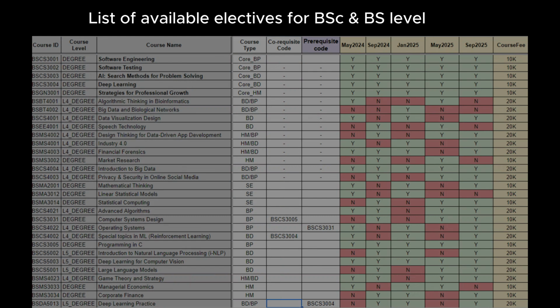And also, it is not mandatory to complete the requirements for your BSc and then only take up the subjects for your BS. No, it is just like how we did in our diploma level. We can take up both the BSc and the BS level courses together, but you need to do the mandatory courses for the BS level, those 5 courses first, then only you can take up the electives.